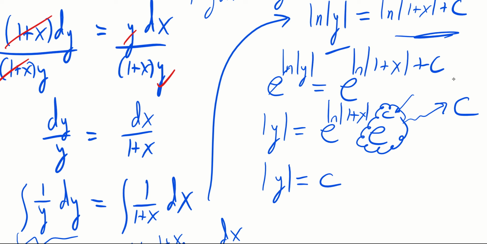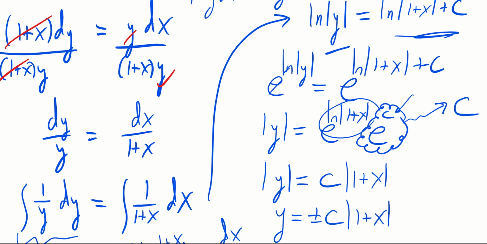But then for this part here, again, because e and ln are inverses, this is going to be the absolute value of 1 plus x. We can remove the absolute value bars from the y, because we have a plus minus here. When y is positive, it's positive. When y is negative, it's negative. And then if we wanted to, we can even just kind of absorb that into the constant. So we get c times 1 plus the absolute value of x.